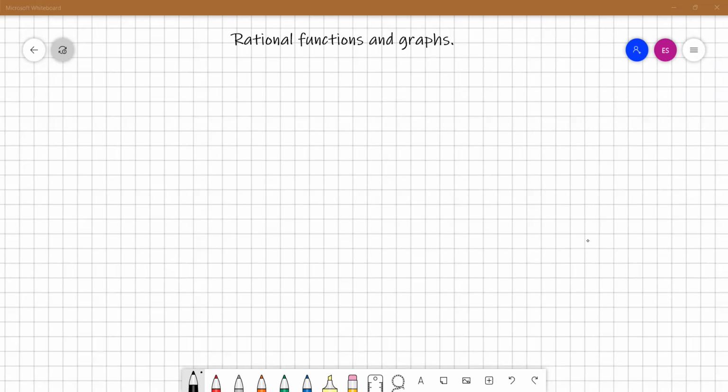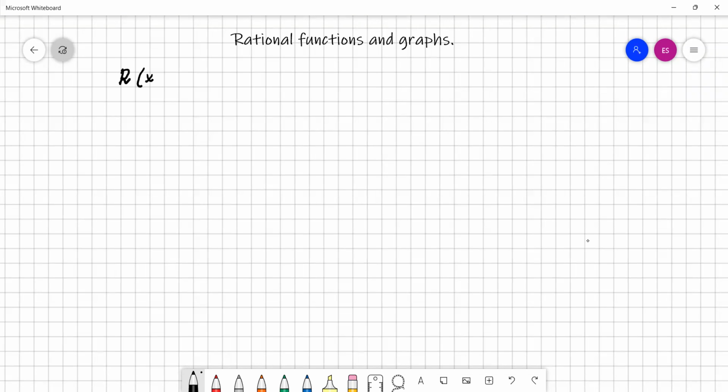Hello everyone. Today we are going to talk about rational functions and their graphs. First, what are rational functions? Well, I'm going to use letter R sometimes to talk about rational functions. R of x is going to look like a ratio or fraction of two polynomials, p of x over q of x.